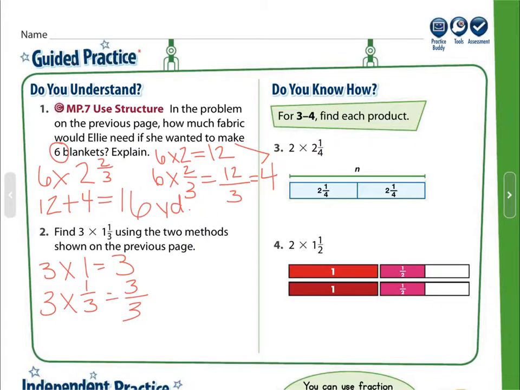Ooh, that looks familiar. 3/3 is the same as 1. Now I can combine my parts. 3 plus 1 equals 4. So 3 times 1 1/3 equals 4. So now we can see sometimes when we multiply a mixed number, we can come out with an even number, and we see that a few times now.